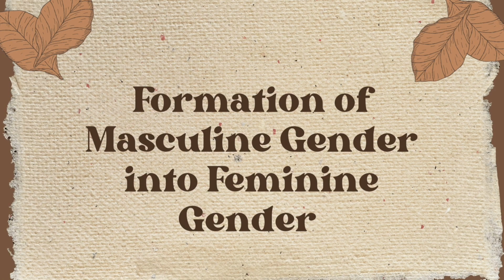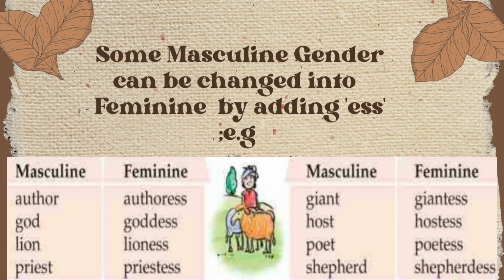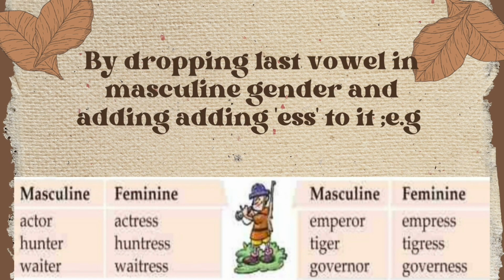Formation of masculine gender into feminine gender. Number 1, some masculine genders can be changed into feminine gender by adding ESS. Example: author, authoress; god, goddess; lion, lioness; priest, priestess.